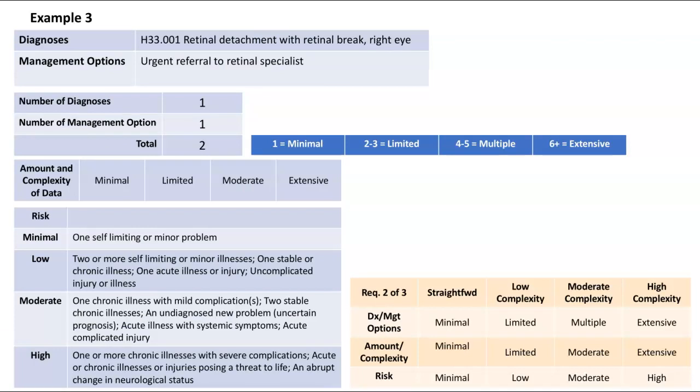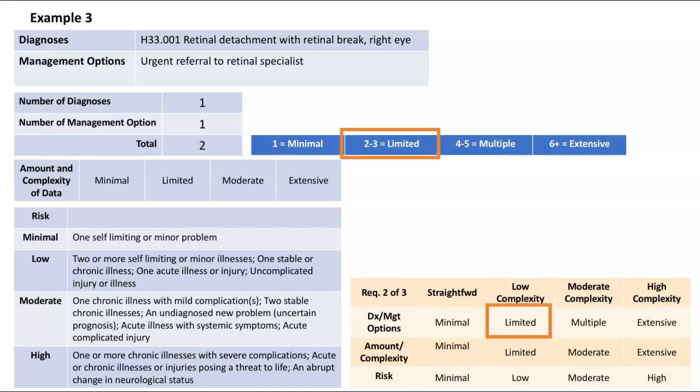The diagnosis here was a retinal detachment of the left eye. Our management option was urgent referral to a retina specialist. We didn't really have a whole lot of management options here because this is a little outside of our scope. So we have a detachment and we sent it out the door. So our number of diagnosis and management options is 2.